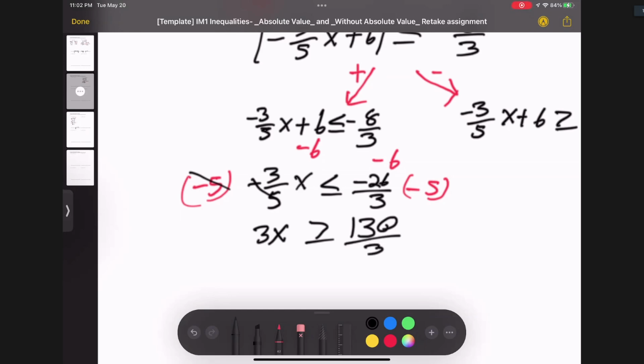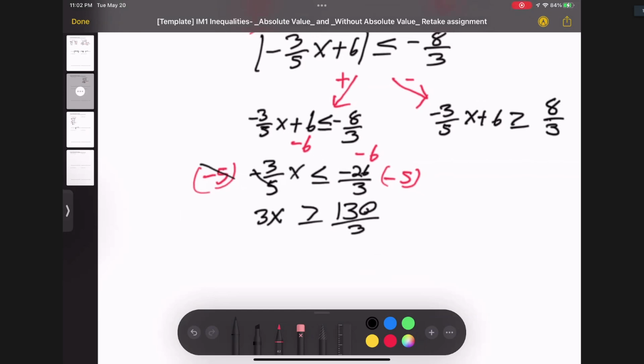130 over 3. Does 130 over 3 make it into a nice number? I don't think it does. No, it doesn't. It's going to be a fraction, 43.33. Yeah, it's just going to be fine. It's okay. So we're going to have this number. Let's see, does 9 work? No, it's not going to be the same.